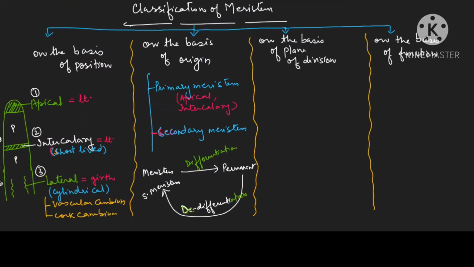Is it clear? Understood? So what is differentiation? A meristematic cell becoming permanent is known as differentiation. And when a permanent cell again becomes meristematic, then we say de-differentiation. So based on the origin, there are only two types of meristem. One is primary meristem and the second is secondary meristem. Is it clear?